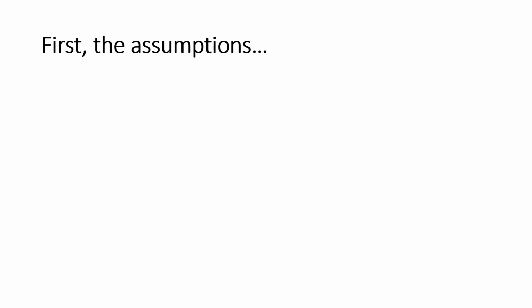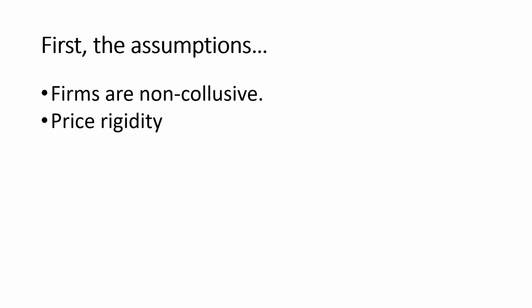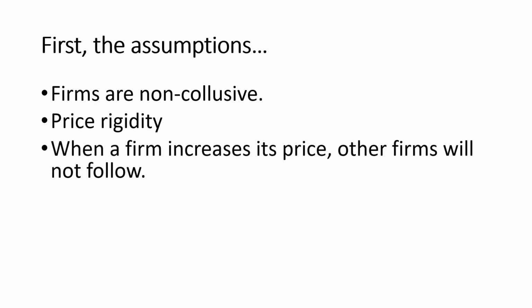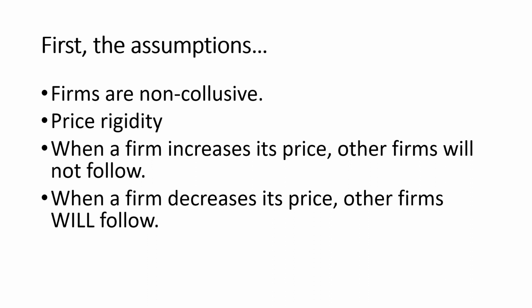In the Kinked demand curve model, it is assumed that firms are non-collusive. This means they are not working together to fix output and prices. Second, there is price rigidity, which means there is a tendency for the market to settle at one price, above which firms will not follow an individual firm, should they choose to increase their price. However, below that same price, firms will respond by increasing their output.